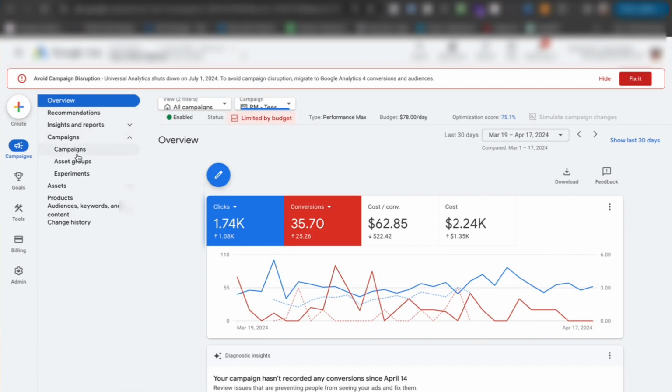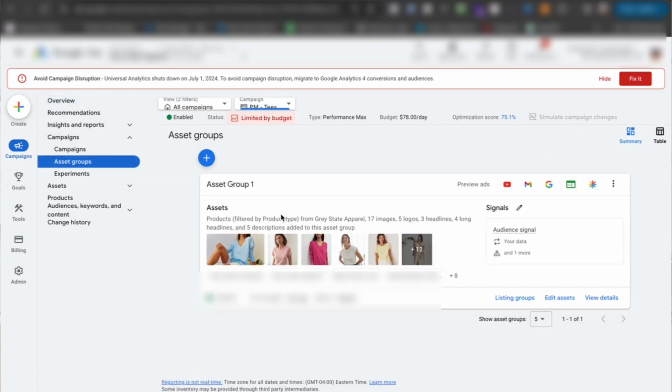As I mentioned, we only have an asset group focused on this specific campaign. Right now, let's look at the setup. We'll look at the audience here in just a little bit.